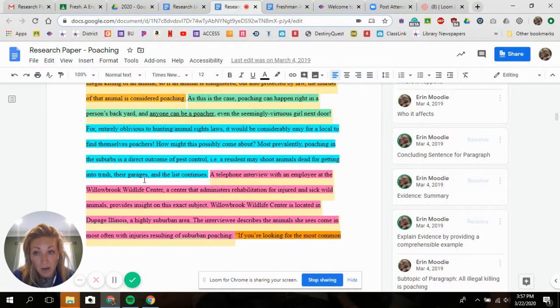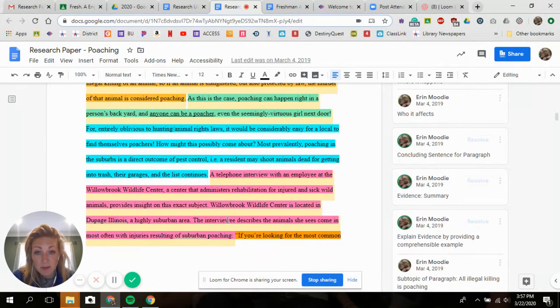They're explaining where they got their information and why that's a credible place to get information, because of the center and what their work does, because it revolves around this topic of poaching. And then Willowbrook Wildlife Center is located in DuPage, Illinois, a highly suburban area. They had to give that context because they're talking about suburban poaching in this section.